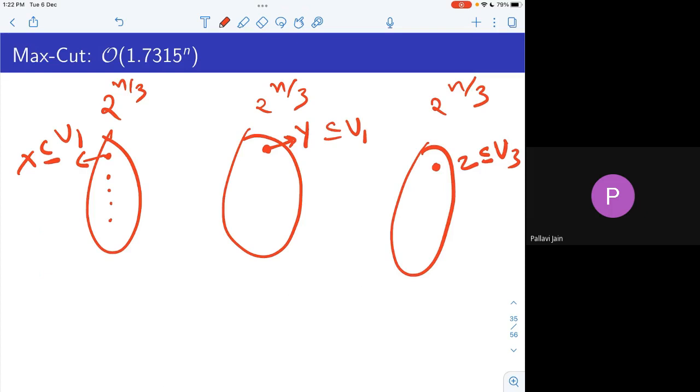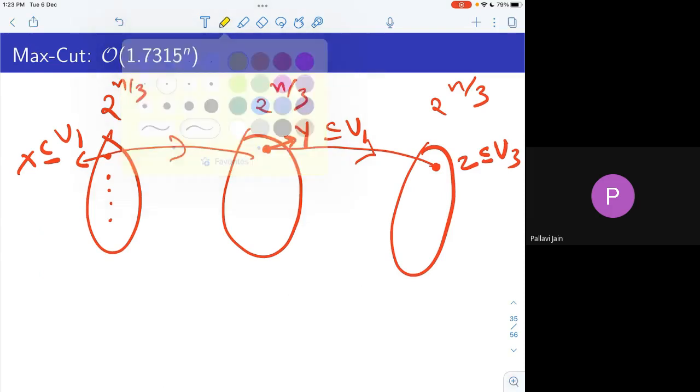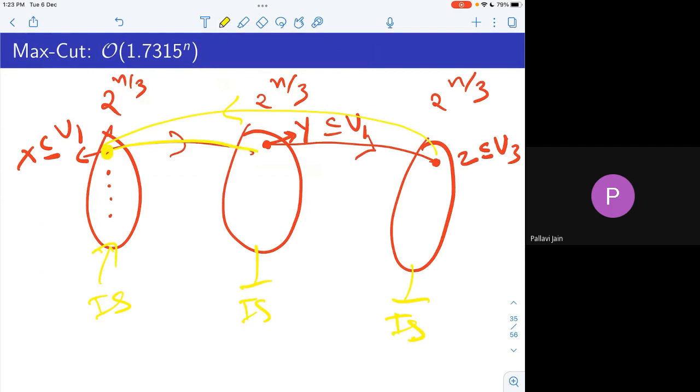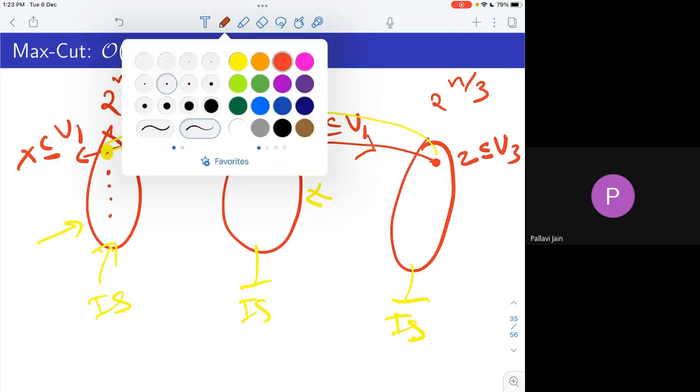Now, let's add all the possible arcs between them. So every arc possible, we will add across, not within. So within each part, we will try to keep an independent set. We will not add any arcs here. But for every vertex in this part and this part, we will add an edge. So basically, we are making a complete tripartite graph. Okay? So all the across edges are present. Now I want to assign some weights.